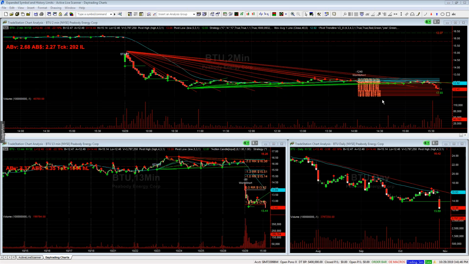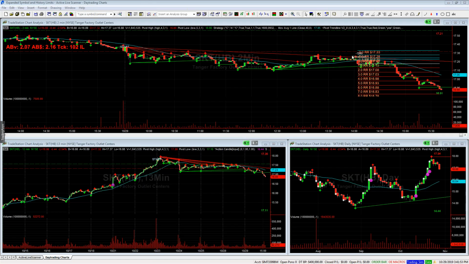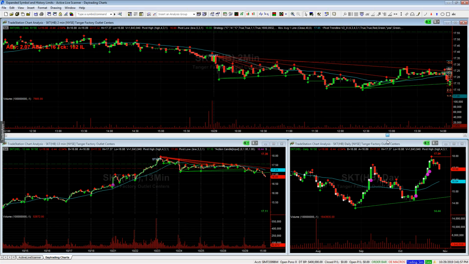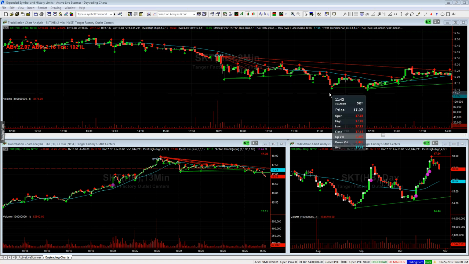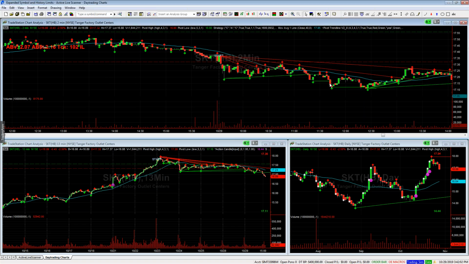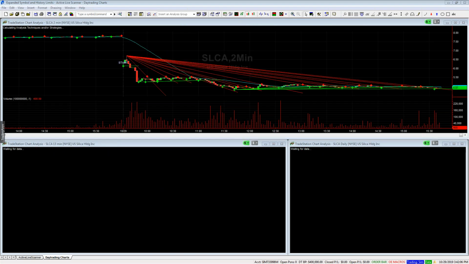BTU. BTU I would not consider to be great. Already down a ton, so that was not good. SKT. SKT's okay. It was already down quite a bit, and this isn't really like it's still above support on the 2. So it's kind of a flag breakdown. I'd give that a 6. They're not my ideal setup.